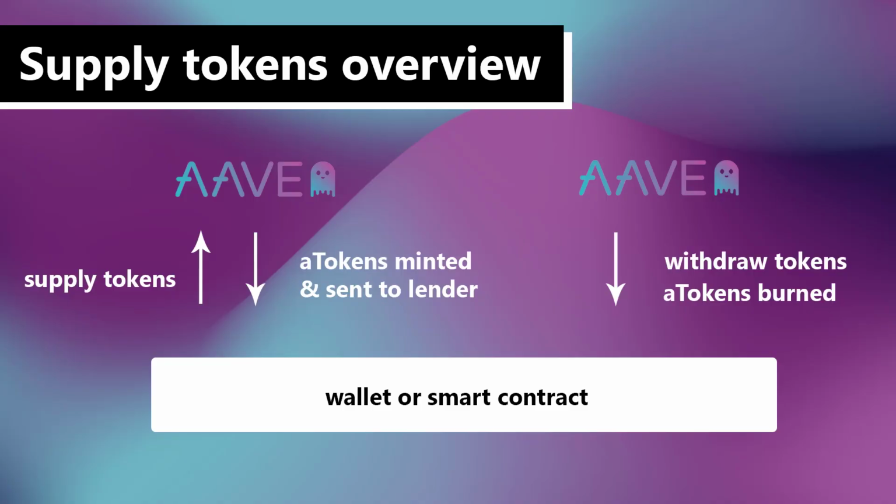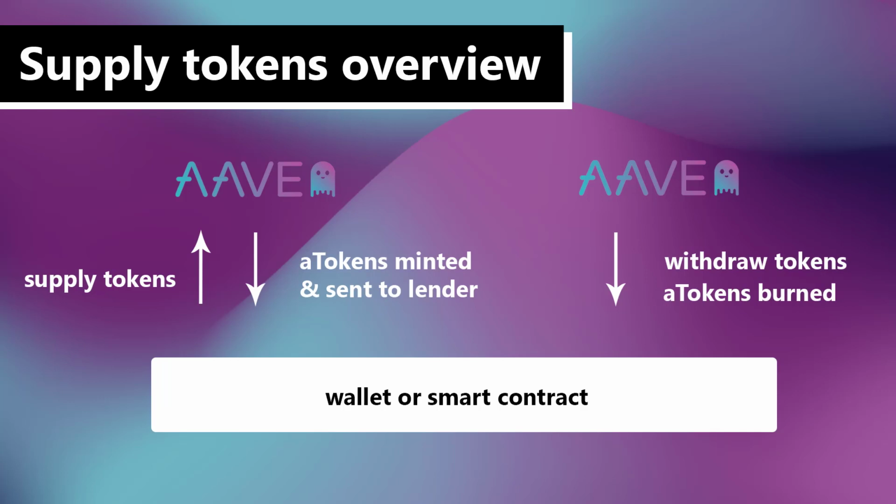Okay, so before we jump into it, let's take a look at the high-level flow for supplying tokens and earning interest. So first, the user supplies tokens to the Aave pool either through a wallet or from a smart contract. In the case of the smart contract, you need to first approve transfer of the tokens that you're supplying, and I'll show you how to do that in just a bit.